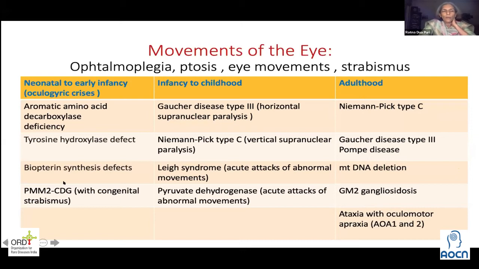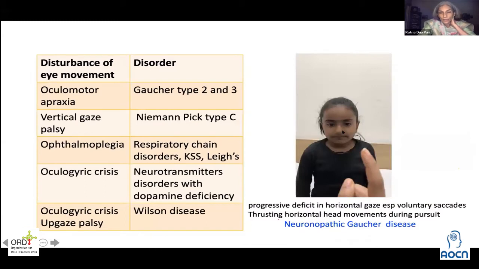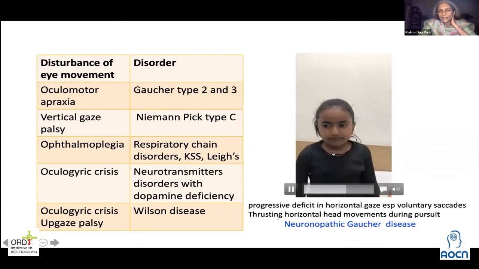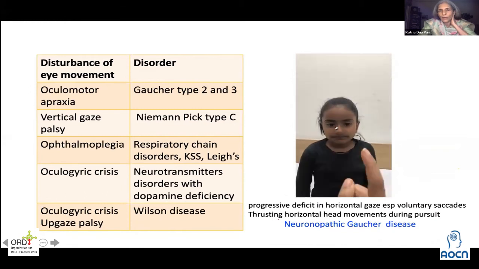Now, we could have abnormalities in the neonatal period and early infancy, those that come in later, and those in adulthood. The common ones are, like in this child, this is a patient with neuronopathic Gaucher disease. So the horizontal saccades are limited.